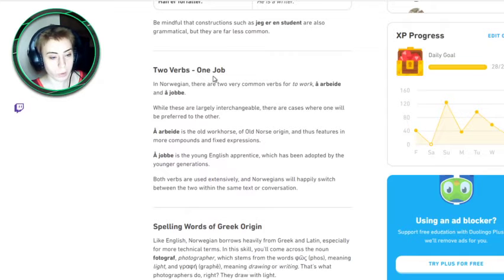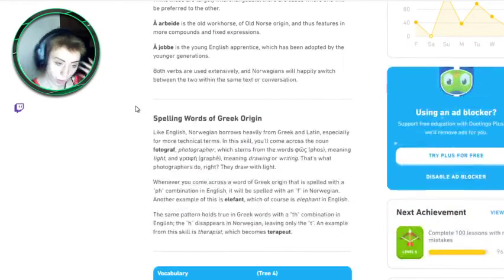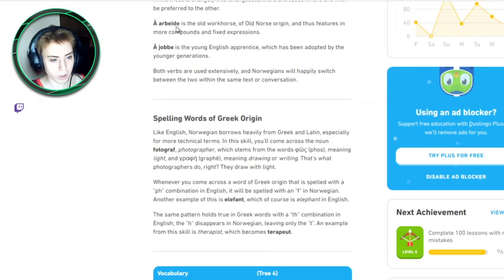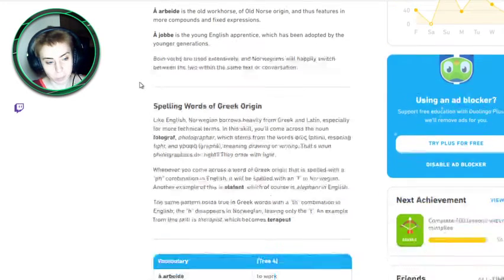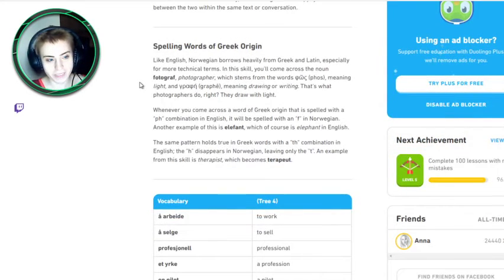Two words, one job, you can either use å arbeide or å jobbe. The only difference is å jobbe is just a younger word, and å arbeide is the older word, Old Norse origin. It can be used in more compound or fixed expressions, whatever that means.